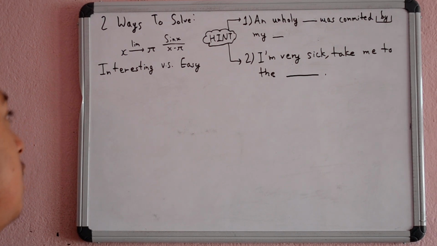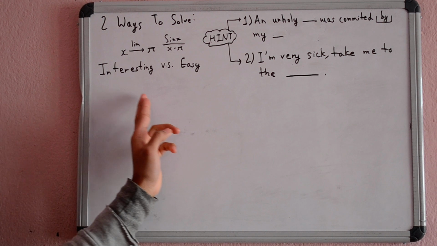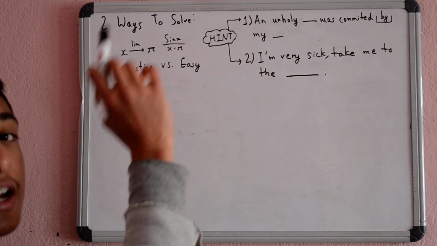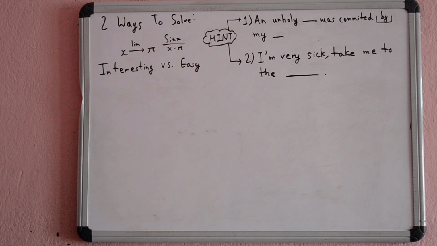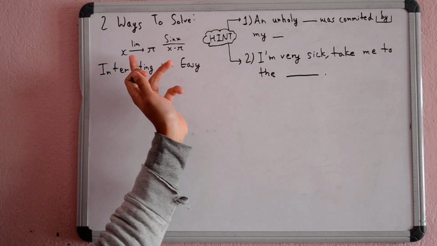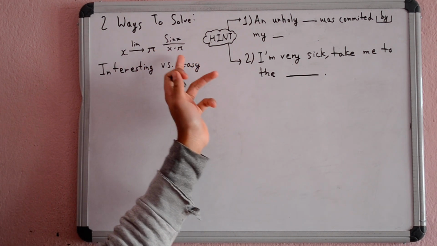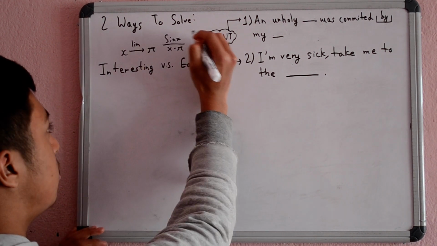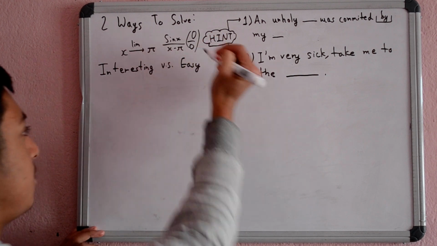Well guys, let's solve this limit in two ways. One is an interesting way and another an easy way. So I'm going to start with the interesting one first. Now of course if you put the limit here, you'll get pi minus pi 0, sine pi, which is sine 180, is 0, so this is a 0 by 0 case.